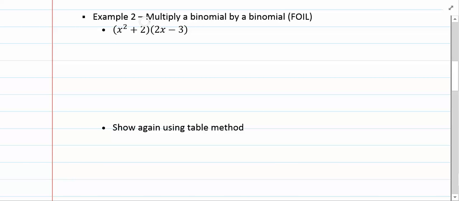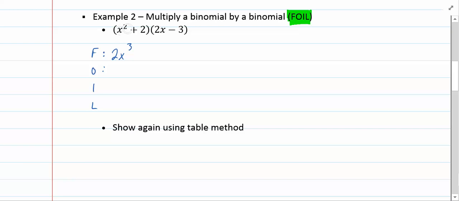Now, example 2 reminds us that we can multiply a binomial by another binomial if we use the FOIL method. This is traditionally the method that we use for these types of products. So the FOIL method says find the first, the outside, the inside, and the last products. So for the first product, we have x squared times 2x, and that's 2x cubed.